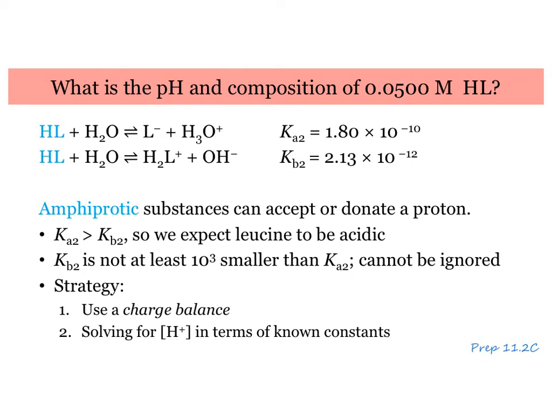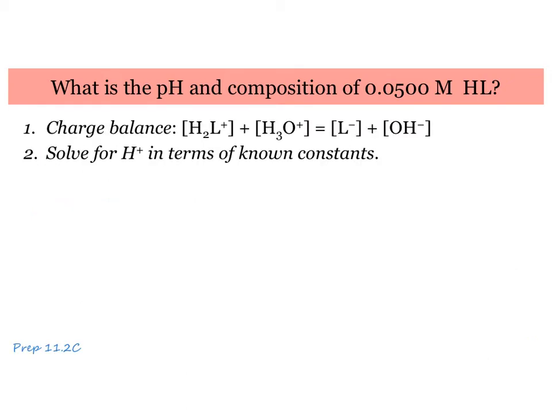However, the difference in the two K values is not large enough that we can simply ignore the basic nature of this amino acid either, so it's time to learn a new trick, using a charge balance. A charge balance means that you add the concentrations of all of the cations up and set them equal to the concentrations of all of the anions, as I've done here in step 1. Neutral compounds don't get to play because they didn't bring any charges to the playground.